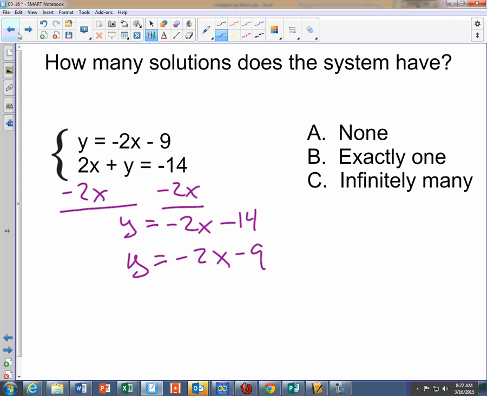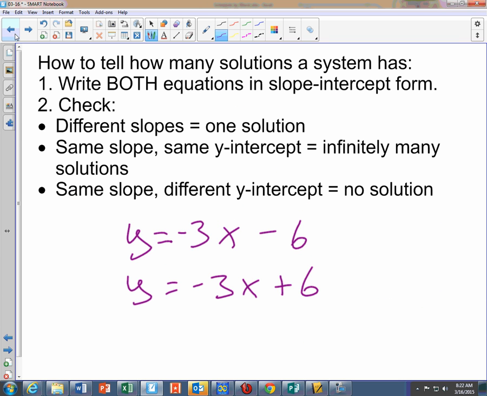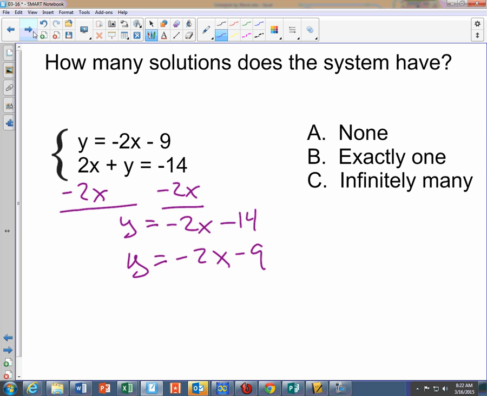You looked at the notes from slide 1, and you found out that, did they have same or different slopes? Same slope, but what? Different y-intercept. And what does that mean? There is no solutions. None. There are no solutions. How many of you used that method to answer this question? Okay, most of the class used that method.